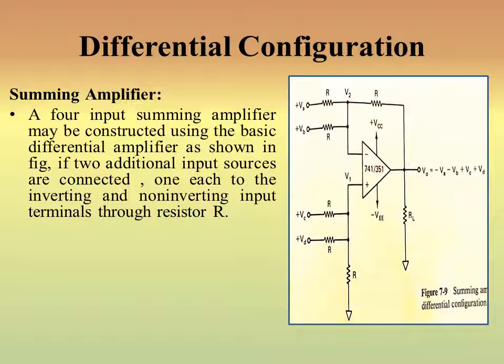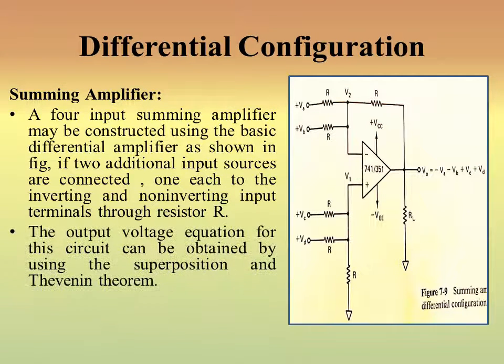And here we should remember again that all resistors are taken to be capital R, that is, all the resistors are equal in value. The output voltage equation for this circuit can be obtained again by using superposition and Thevenin theorem. This we will see in the next slide.